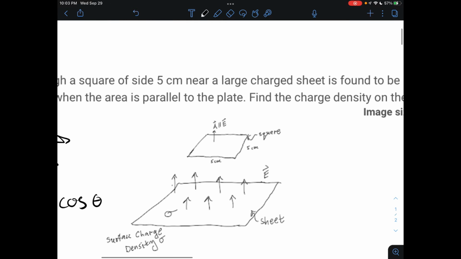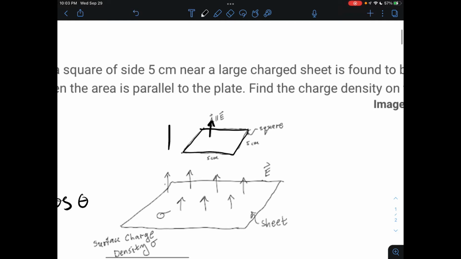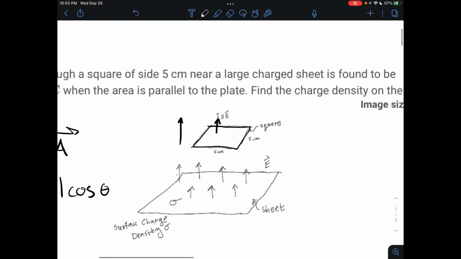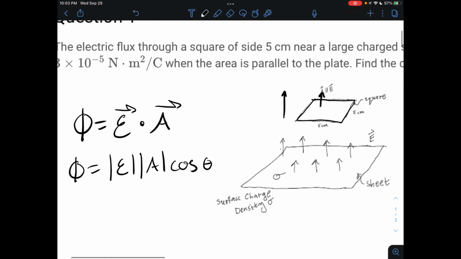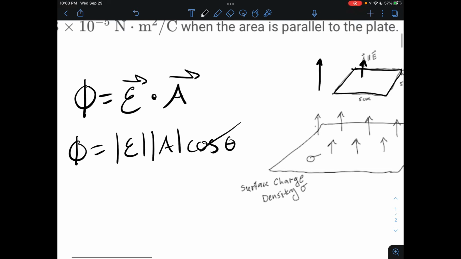So for this, we have our square up here, and the area vector, it's given right here, is parallel to E, because our electric field's coming this way, and our area vector is going that way. So since they're parallel, the angle between is going to be 0, cosine of 0 is just going to be 1. So that's just going to disappear, right?